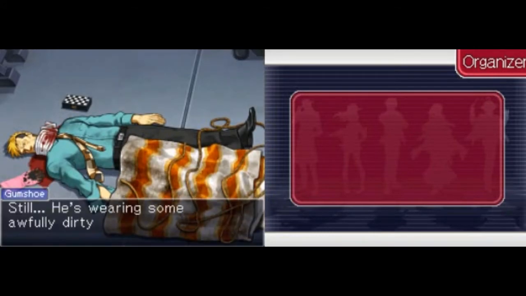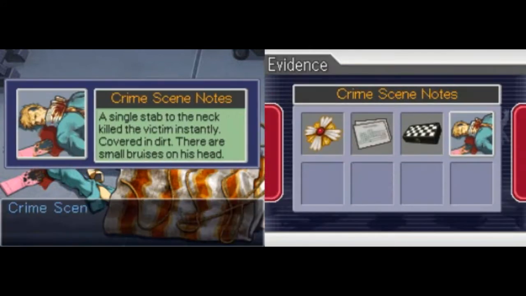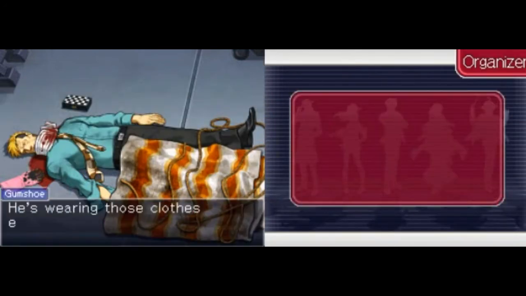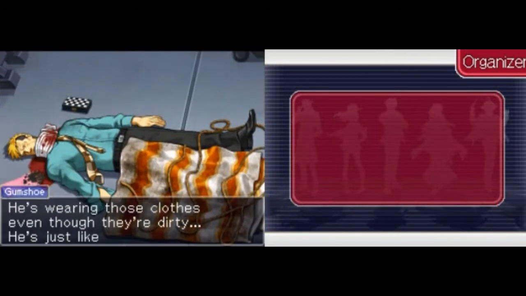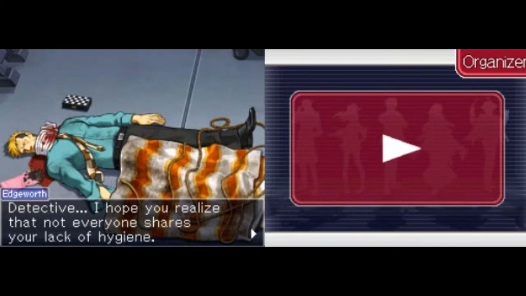Still, he's wearing some awfully dirty clothes. There appear to be some dirt stains in several places. He's wearing those clothes even though they're dirty. He's just like me, sir. Detective, I hope you realize that not everyone shares your lack of hygiene.